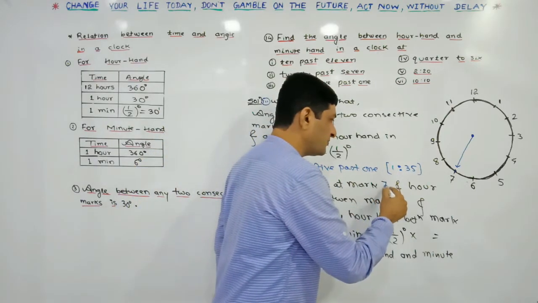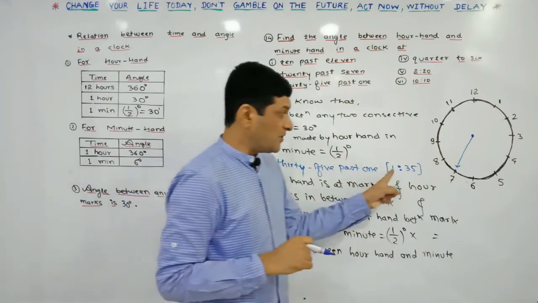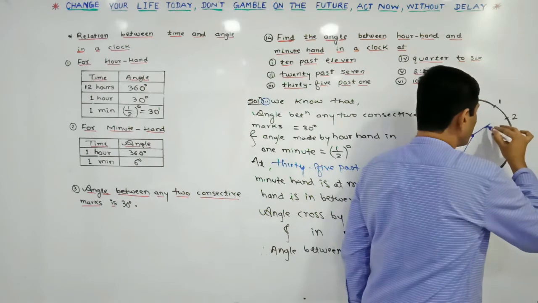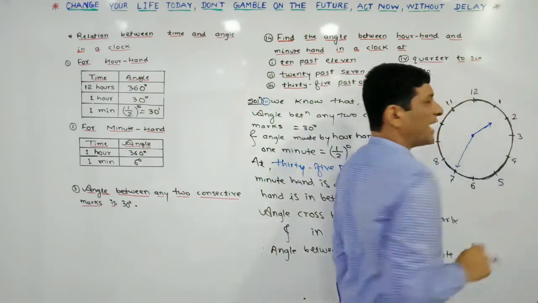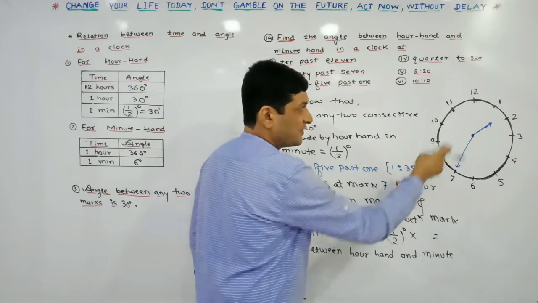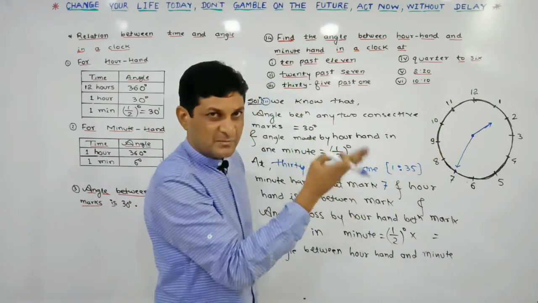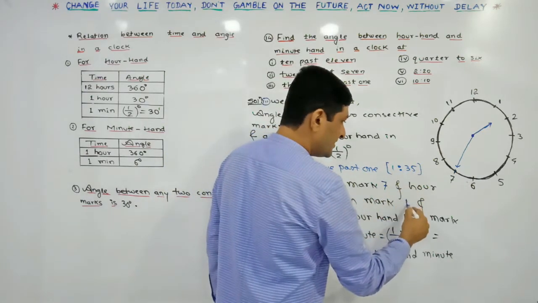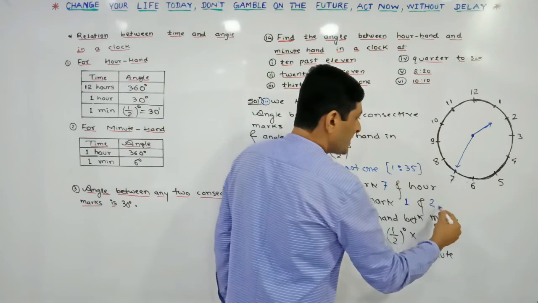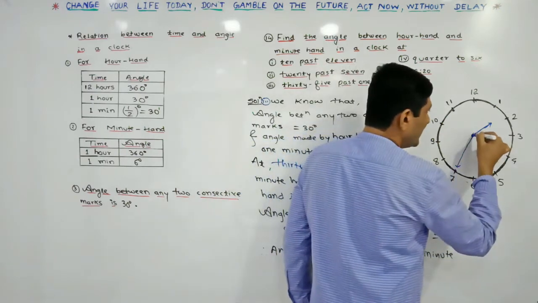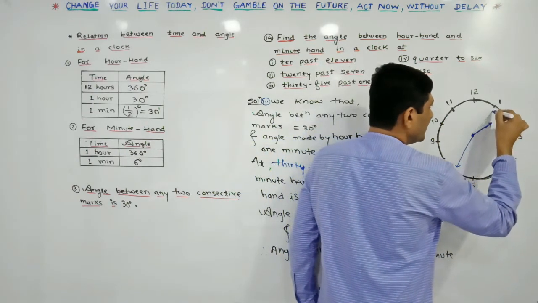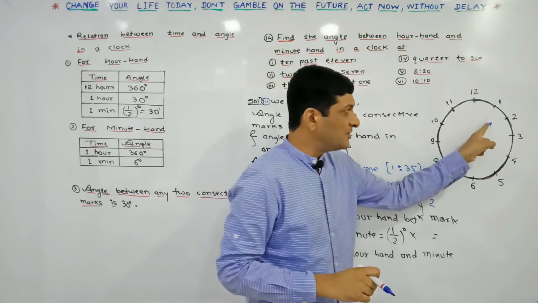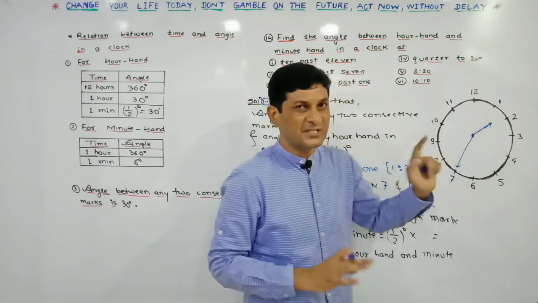Now we are trying to find out the position of the hour hand at 1:35. We can say that the position of the hour hand is in between mark 1 and mark 2, because at 1:35 the hour hand will be in between mark 1 and 2. Now we are trying to find out the angle made by this hour hand in 35 minutes. Our interest is to find out this much angle, isn't it?